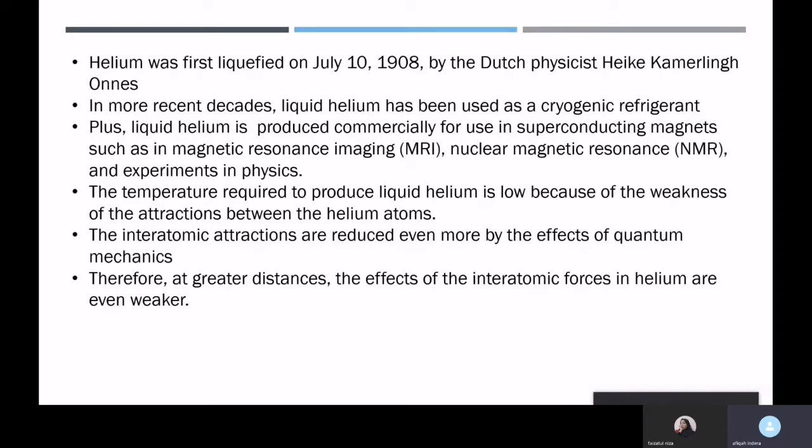Next point, in order to produce liquid helium, the temperature must be low, because at low pressure the attraction between the helium atoms is weaker. The effects of quantum mechanics also reduce interatomic attraction. Therefore, if the distance increases, the interatomic forces in helium will reduce even more.